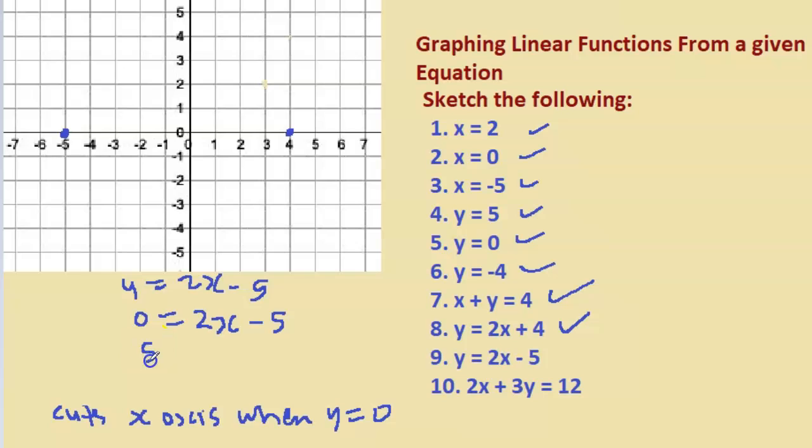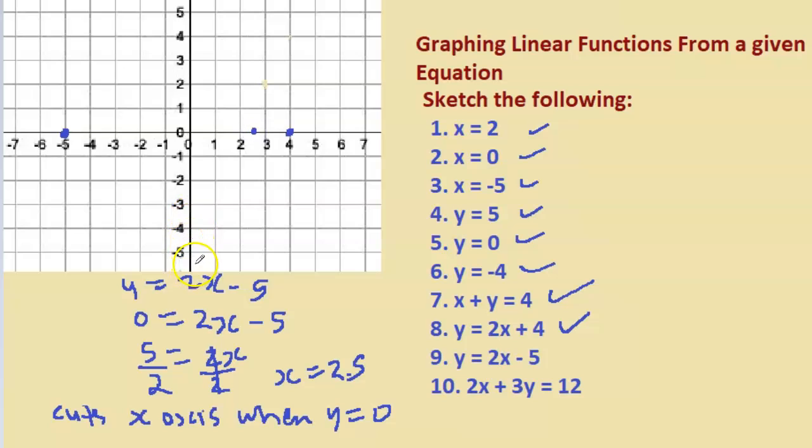So you have 5 equal to 2x. You want to solve for x, so you divide both sides by 2. So 2 into 2, that's 1, so 1x, and 5 divided by 2. So x equal to 5 divided by 2. What's 5 divided by 2? 2.5. So x is 2.5, which would be somewhere about here.